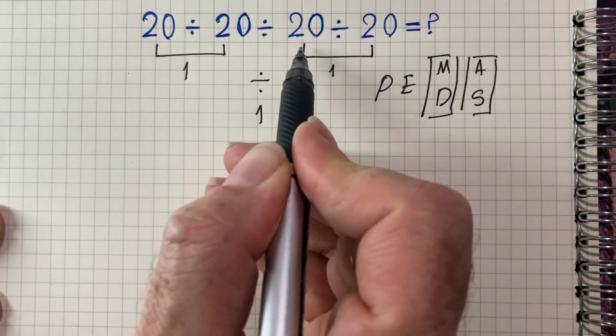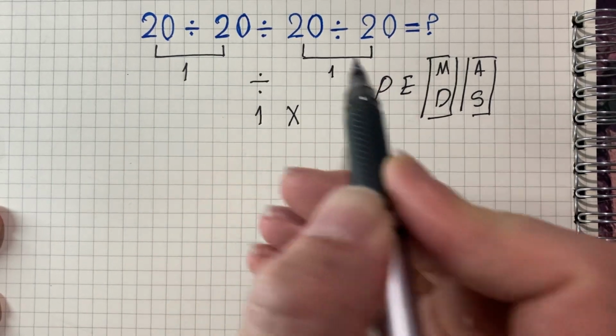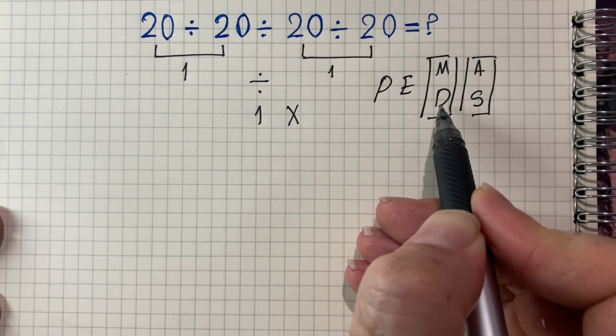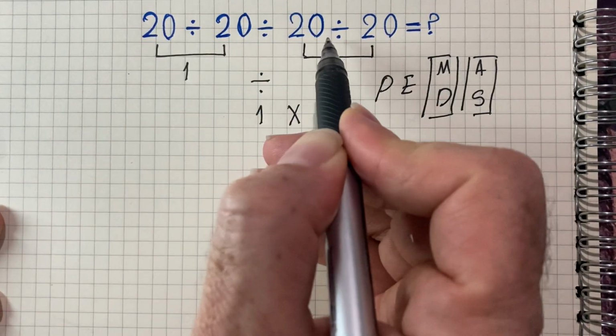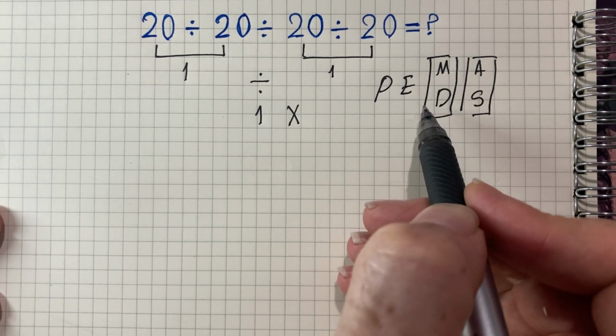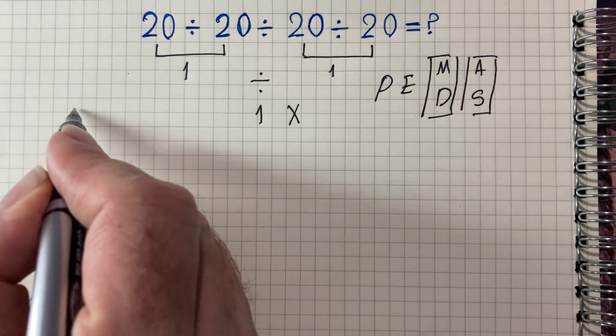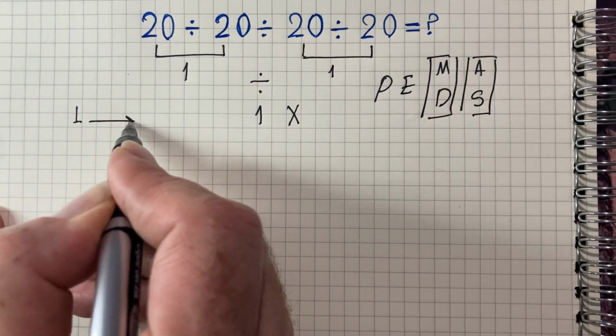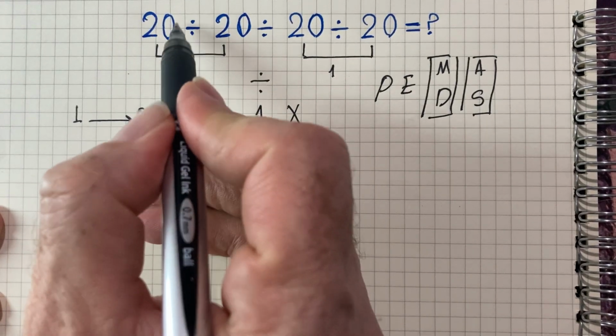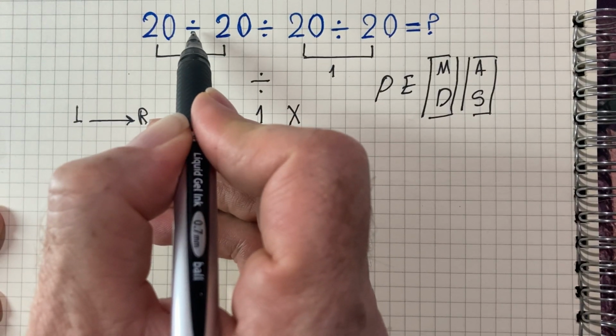We don't have parentheses, we don't have exponent, we have division, right? 1, 2, 3, three division signs. So what should we do? In this case, we need to start from left and go to the right. So we need to do this left division first.